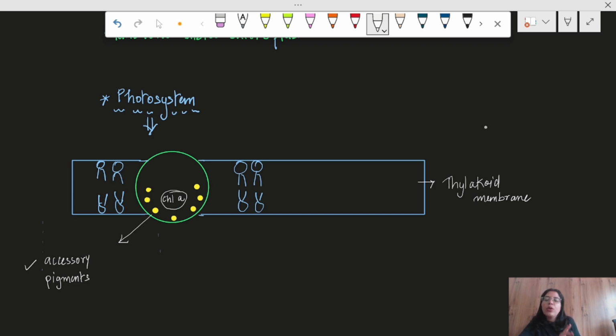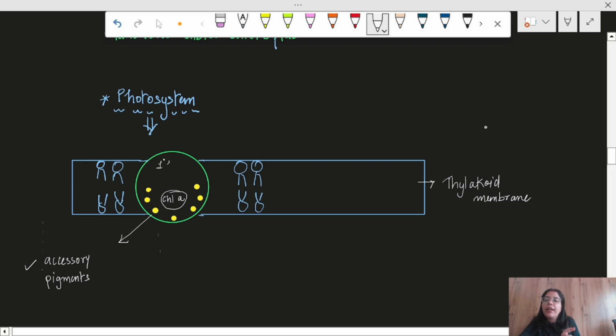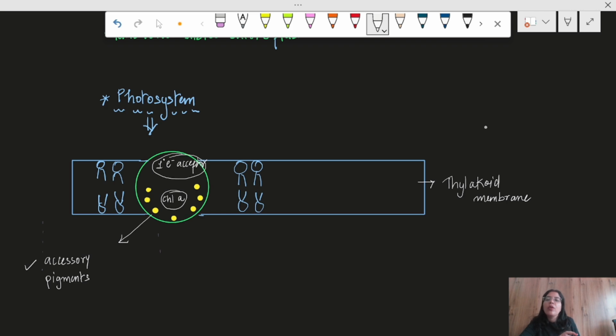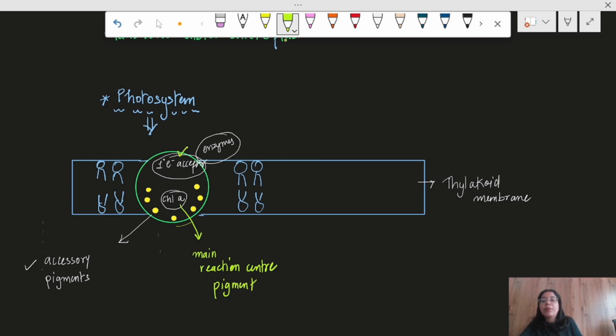Then you have certain more things, like the primary electron acceptor, like this. Certain enzymes are also associated here sometimes. These things make a photosystem. So you understood the photosystem. You have accessory pigments, you have the main reaction center pigment. What is this chlorophyll A? This is the main reaction center pigment. What is this primary electron acceptor? What are these things? Enzymes. Certain enzymes are associated sometimes, right? So these four things make a photosystem.